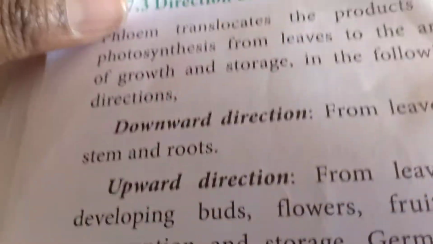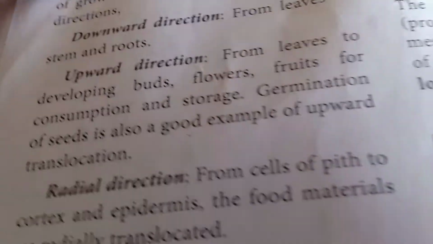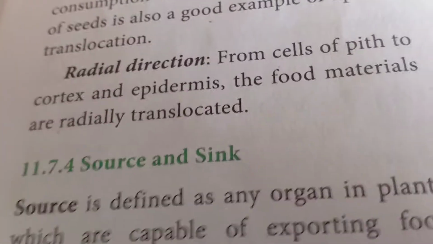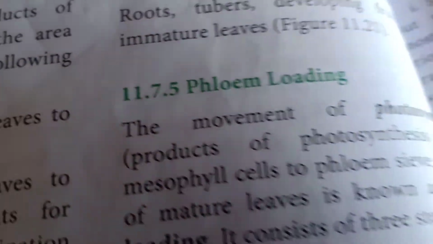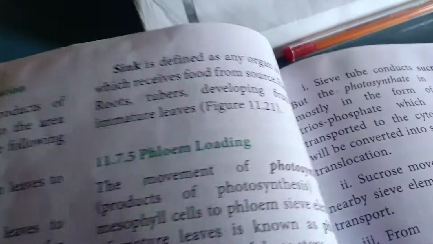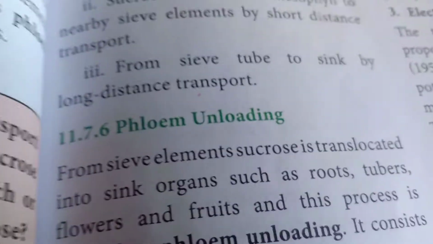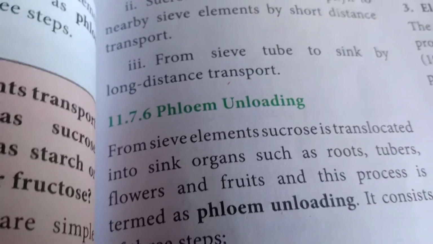And you have an experiment, a ringing or girdling experiment. So this is a diagram for that experiment. And then the direction of translocation: downward direction, upward direction, radial direction. Then another important one is source and sink. What is source and what is sink? The next topic would be phloem loading and phloem unloading. So these two topics are very important topics.